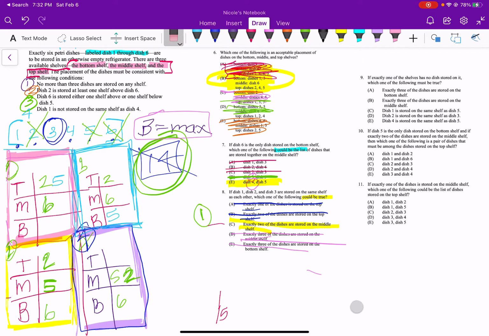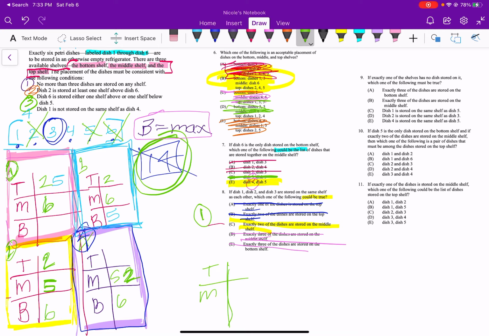All right, next question. If exactly one of the shelves has no dish stored on it, which of the following must be true? All right, so in what scenarios do we have it that it's possible that there is not going to be a dish on that shelf? So it looks like it's either going to be world 1 or world 4. Do we see that? Cool. So I'm just going to redraw these just for ease of purpose.